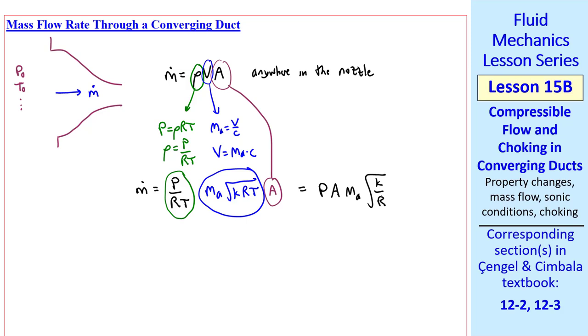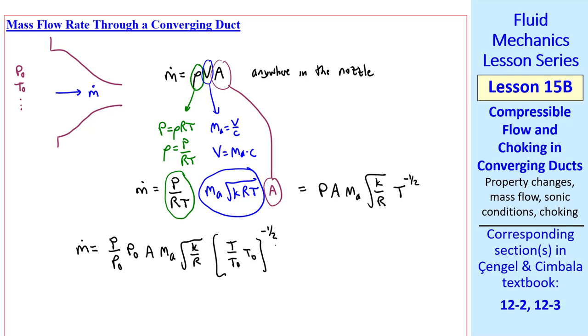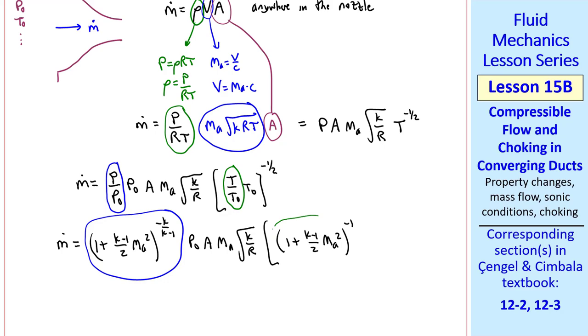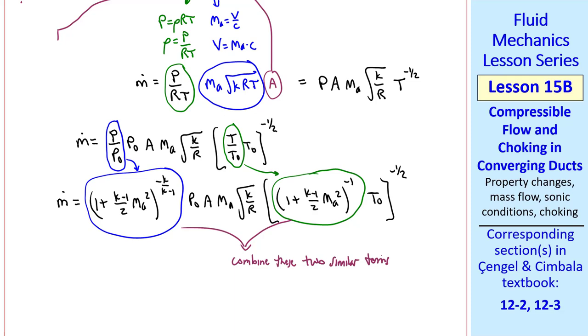We can massage this equation by using our ratios. Instead of P, we use P over P naught times P naught. And instead of T, we use T over T naught times T naught, and that raised to the minus 1/2 power. Now we can use our stagnation equations for these two ratios. This is our equation for P over P naught, and this is our equation for T over T naught. And we finish off the equation. We can combine these two similar terms, since the part in parentheses here and here is the same, we just have different exponents. You should remember this identity from math class.